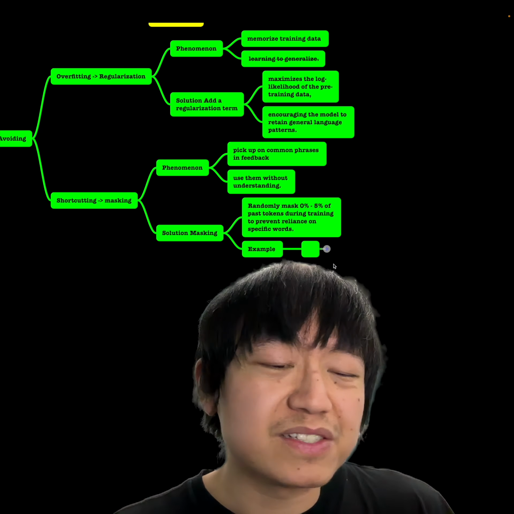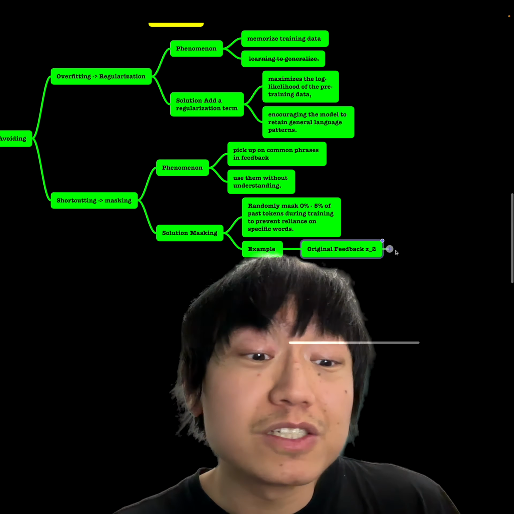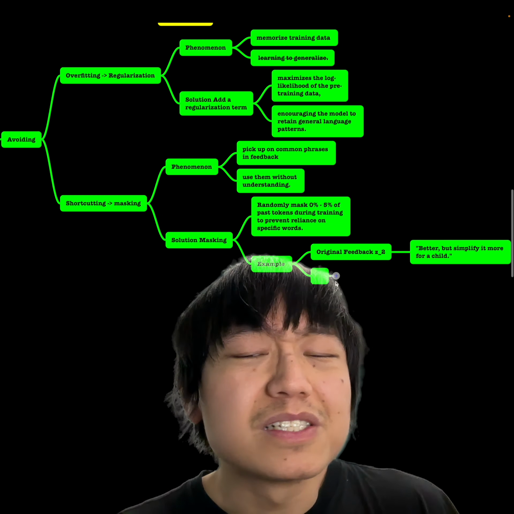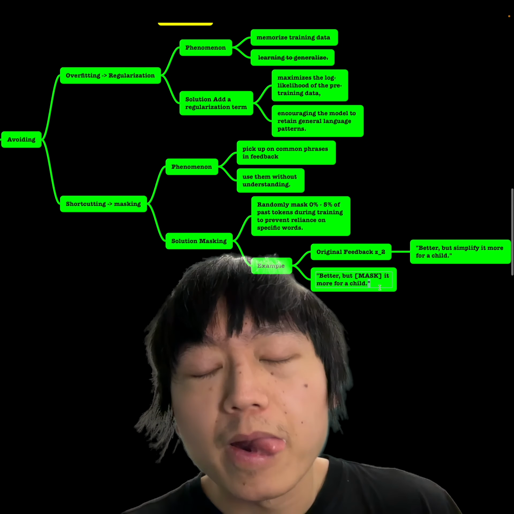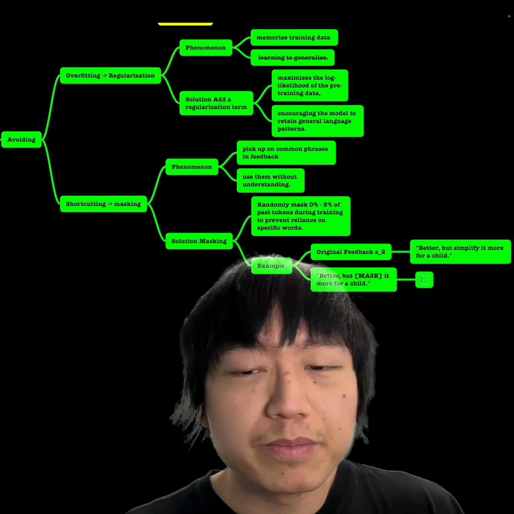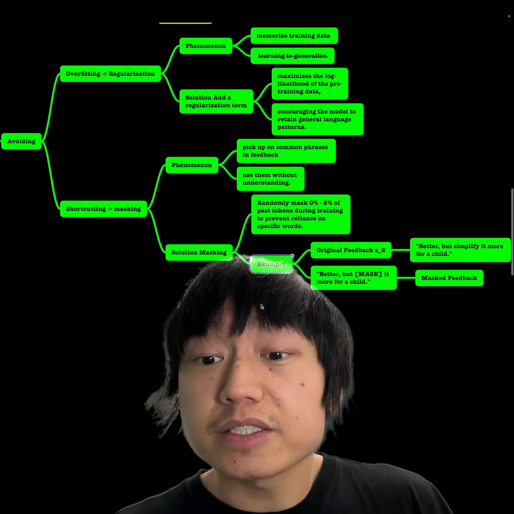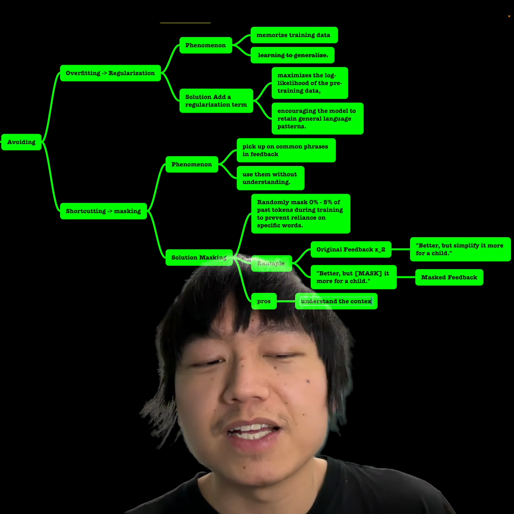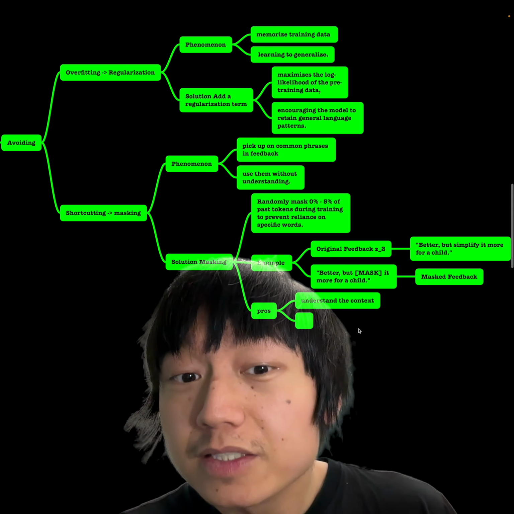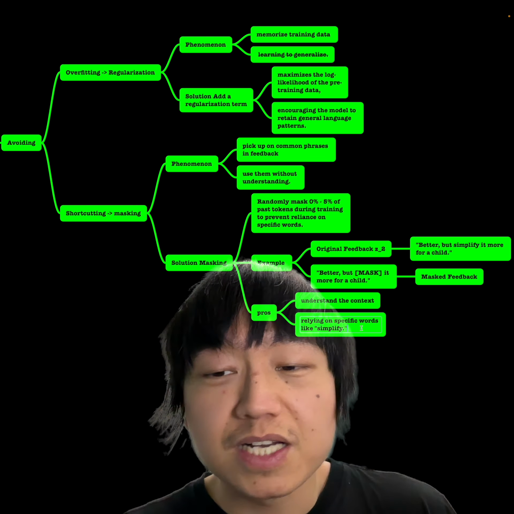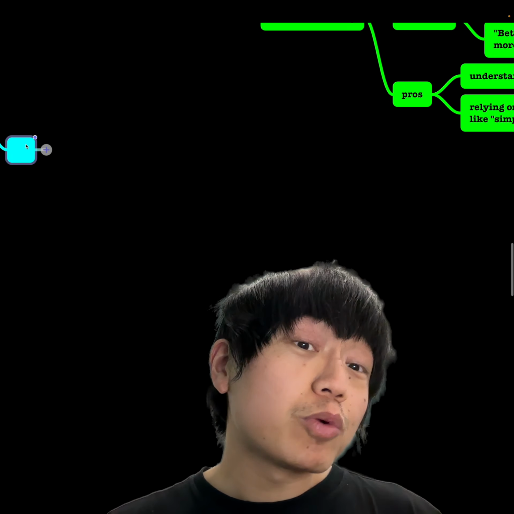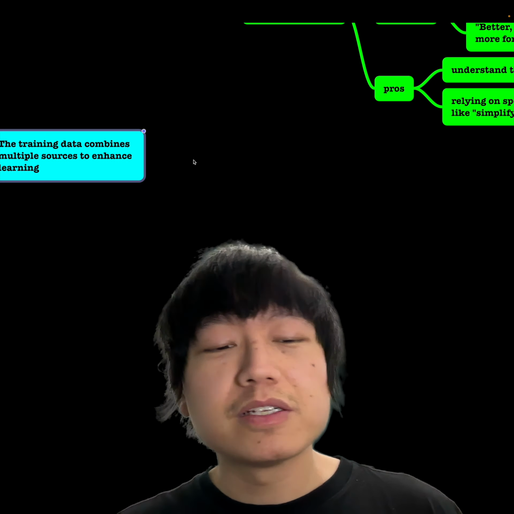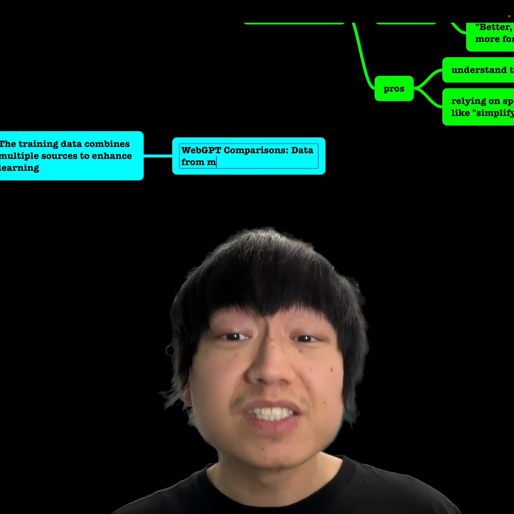The example of masking: if the original feedback z sub 2 is better, but simplify it more for a child, and if we mask it, the masked feedback is like better, but [mask] it more for a child. So this forces the model to understand the context rather than relying on some specific word like simplify. And the next one is training dataset comparison. This training data compares multiple sources to enhance learning.